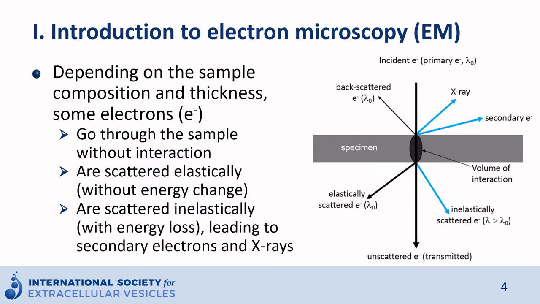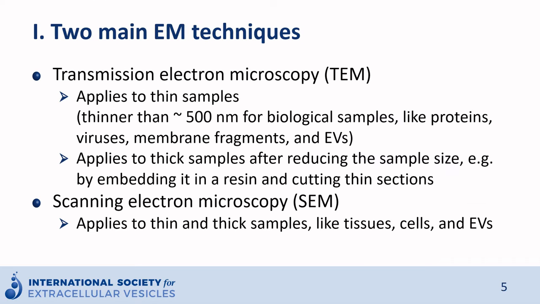Inelastically scattered electrons give rise to various types of radiations, including secondary electrons and X-rays, which are used mainly in scanning electron microscopy. There are two types of electron microscopy techniques, to which correspond two types of electron microscopes: transmission electron microscopy, TEM, and scanning electron microscopy, SEM.